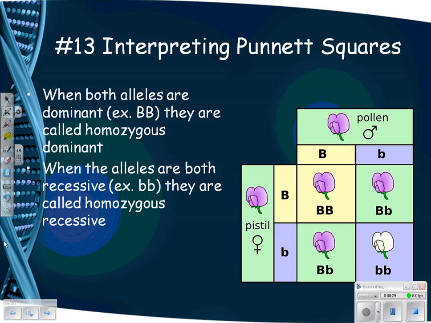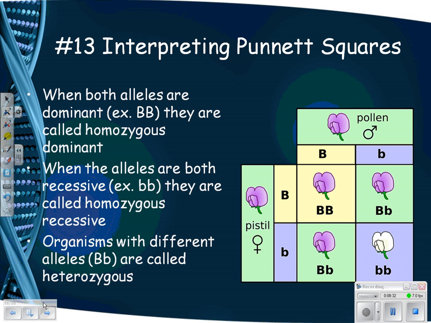So when both alleles are different, then we call that heterozygous. Hetero means different, and zygous means alleles. Homo, same, zygous, alleles. So homozygous, same alleles. It could either be little b, little b, or big B, big B. So the question is asked, what does heterozygous mean? It means that they're different alleles.